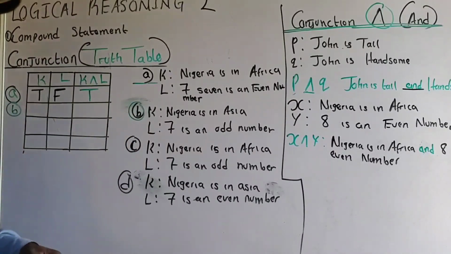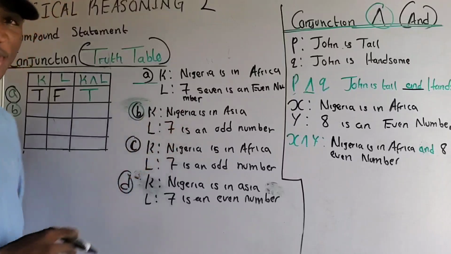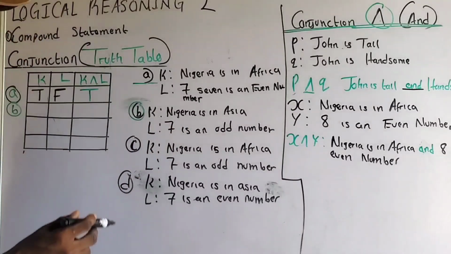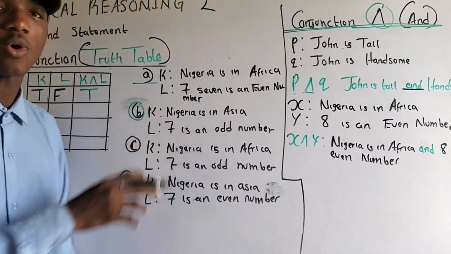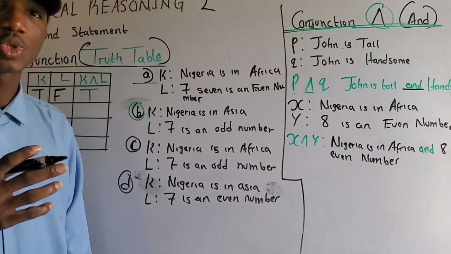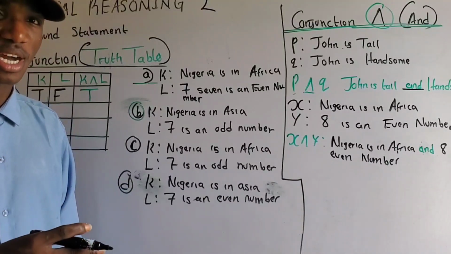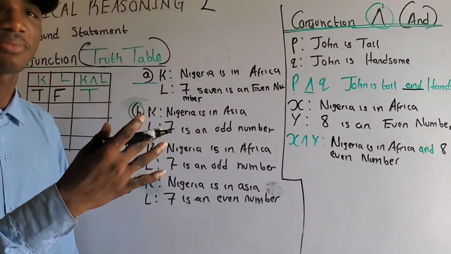Now K here. K is this: Nigeria is in Asia. Now, what is the truth value of this statement? I told you, truth value reveals the identity of a statement. It tells whether the statement is true or not.